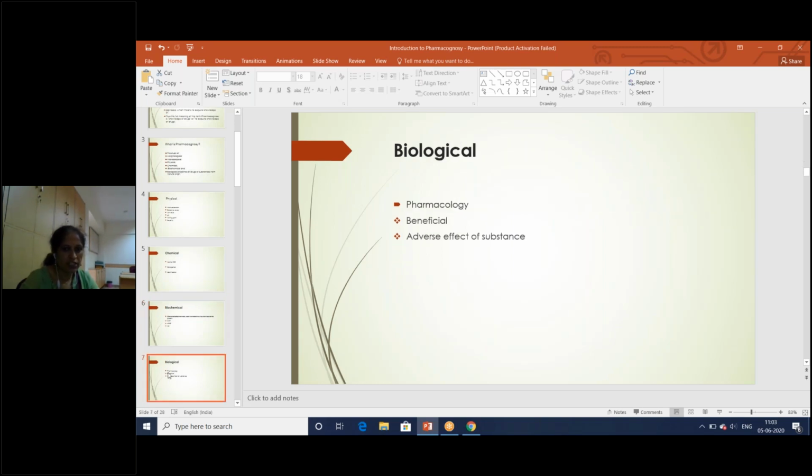Coming to the biological, once you know the drug, you're going to identify its pharmacology, meaning what is the use of a drug and how it is beneficial to mankind. And if it is beneficial, what is its adverse effect? Definitely anything beneficial will have its own adverse or side effects. What are those? Study of all these is called pharmacognosy.